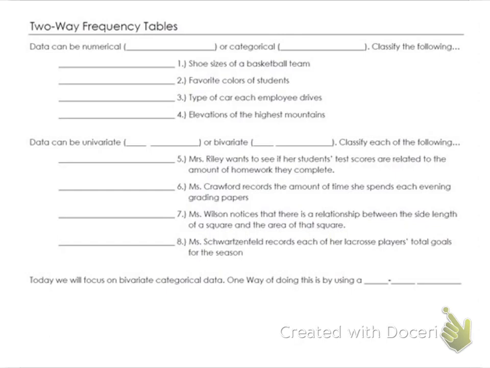Two-way frequency tables is basically just a way that you can categorize data. Up until this point, we've pretty much only talked about numerical data, and the fancy word for that is quantitative data. So that is our first blank. Quantitative data. And that is kind of the opposite of categorical data, and categorical data is also called qualitative data.